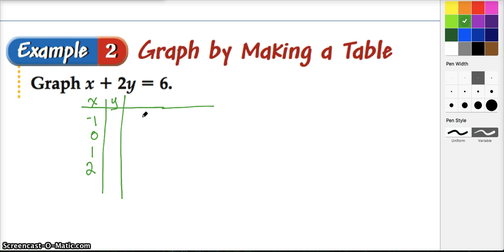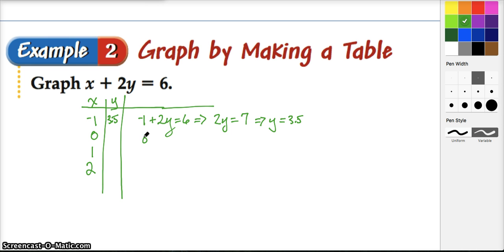So negative 1, if I put a negative 1 in for x, and then I have to figure out what y is in this situation, I would say, well, negative 1 plus 2y is equal to 6. I'm going to move this over here because I got to get y by itself, you know, all that solving stuff. When I do that, I get that 2y is equal to 7, right? If I add 1 to both sides, then I'm going to divide both sides by 2. And when I do that, I get that y is equal to 3.5. So I get 3.5 here.